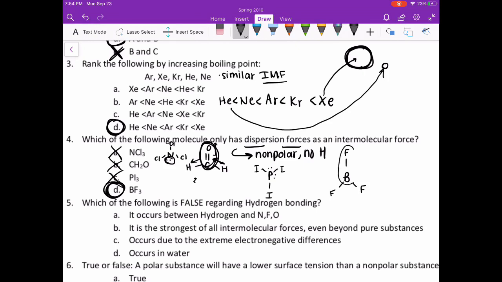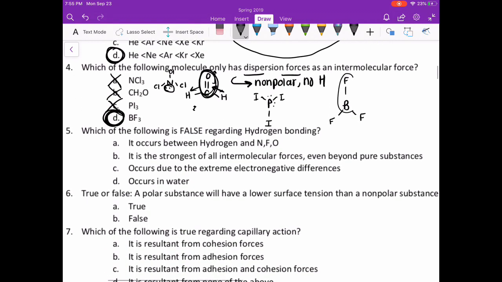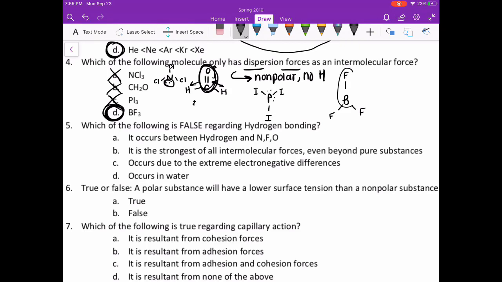So it's planar and it only has dispersion. So moving on, which of the following is false regarding hydrogen bonding? A, it occurs between hydrogen and N, F, O. I know that's true. B, it is the strongest of all intermolecular forces, even beyond pure substances. Okay, I know that's going to be false because ion-dipole is going to be the strongest beyond pure substances.